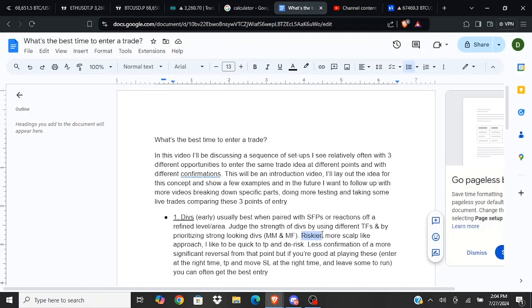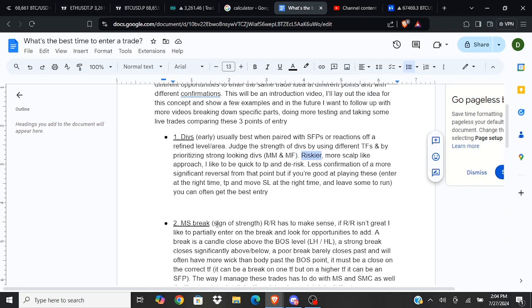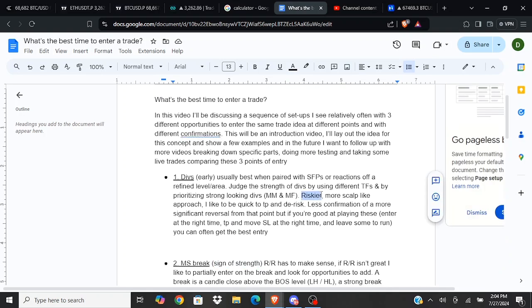Now, you can say that these kind of entries are riskier than maybe waiting for further signs of strength. Now, of course, this is subjective. It comes down to how you go about taking these kind of trade setups. It comes down to when you enter them, when you de-risk them, what are the parameters in which you'll even consider a trade? Are you really putting in the work to plan out a good trade setup? And if you are, then you can certainly decrease the risk and increase your probability of it being a profitable trade. And this is definitely more of a scalp-like approach.